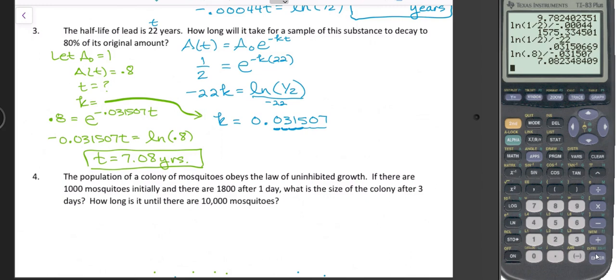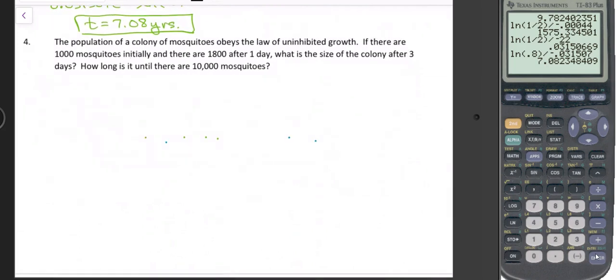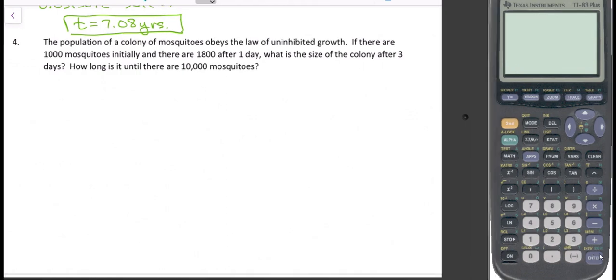Okay, one more example. This one dealing with growth. When we read through the problem, it tells me that the population of a colony of mosquitoes obeys the law of uninhibited growth. If there are 1,000 mosquitoes initially and 1,800 after 1 day, what's the size of the colony after 3 days? And how long is it until there are 10,000 mosquitoes? I know in my backyard it seems like 30 seconds till I have 10,000 mosquitoes, but let's take a look at what this one says.